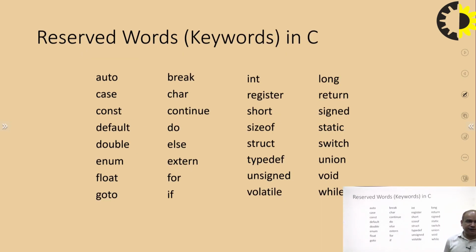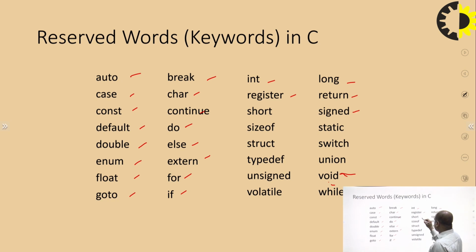Keywords are reserved words in C. There are 32 keywords reserved in C. The names are auto, break, case, char, const, continue, default, do, double, else, enum, extern, float, for, goto, if, int, long, register, return, short, signed, sizeof, static, struct, switch, typedef, union, unsigned, void, volatile and while.